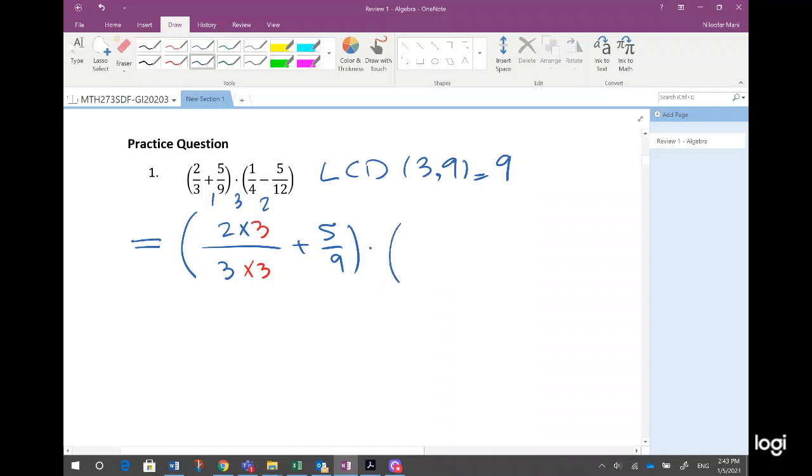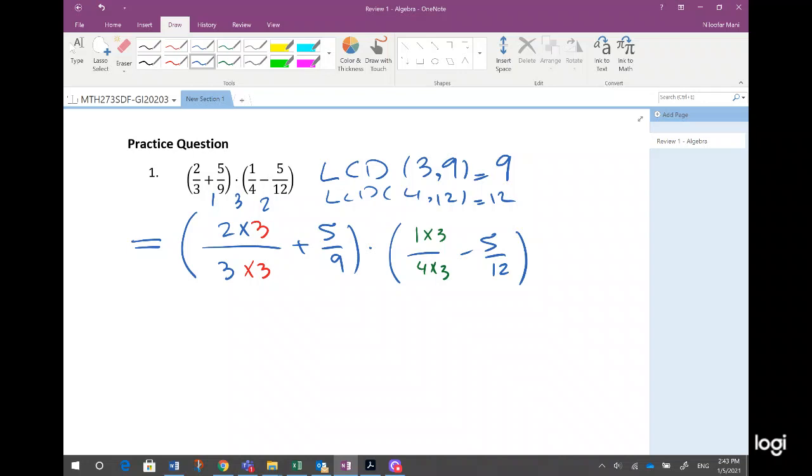What is the least common denominator between 4 and 12? Yes, it's 12. So it is 3 over 12 minus 5 over 12. So what did I do here? I multiply top and bottom by 3. So here is 1 multiplied by 3 and 4 multiplied by 3. Why? Because I wanted to change the denominator to 12. And I have to multiply top and bottom by the same number. Otherwise, I am changing my fraction.